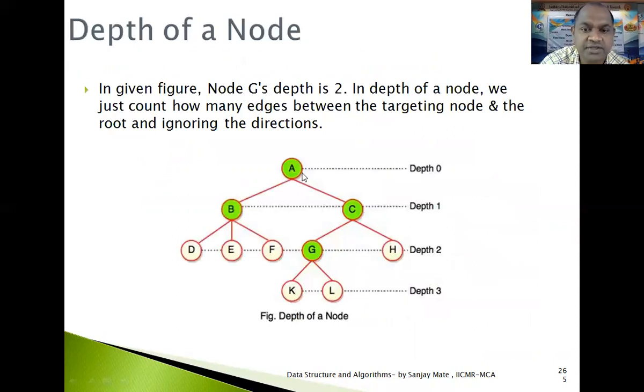Depth of the tree. Depth is nothing but we count how many edges there are between the target node and the root, ignoring the directions. So depth of G is 1 and 2, so 2. Depth of B is 1. Depth of C is 1. Here we are not calculating the height; we are only calculating how many edges you have between the root and that particular node. If I want to find the depth of K, it is 1, 2, 3, like this.